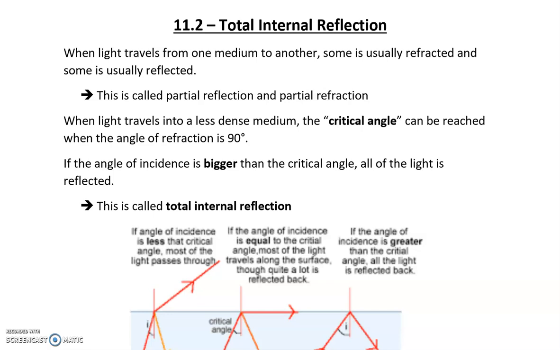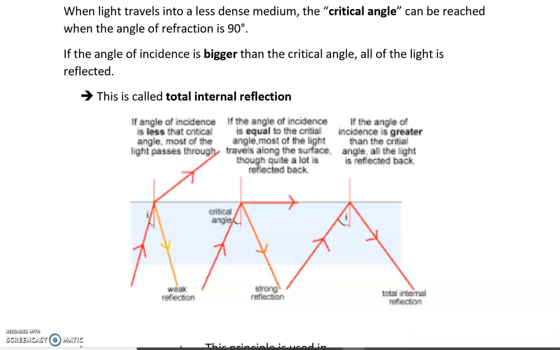When light travels into a less dense medium, the critical angle is reached when the angle of refraction is 90 degrees. What that means is you can see in this middle part of the diagram below that the angle there is 90 degrees. And so when this refracted ray is at 90 degrees, this is the critical angle, measured down here to the normal, because this is the normal here.